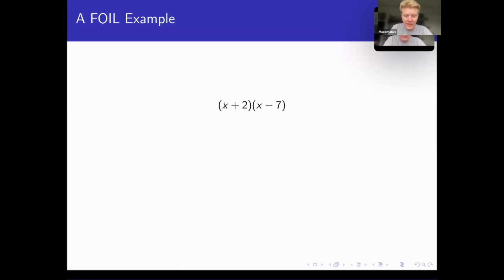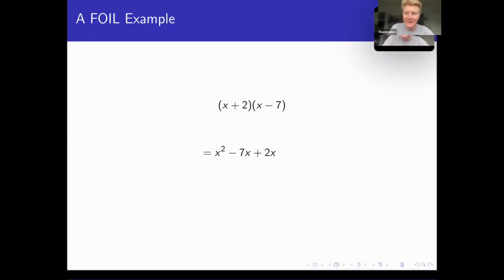So here we have x plus 2 times x minus 7, and foiling says multiply the first terms, F, x times x is x squared. Then multiply the outer terms, O, x times negative 7. Notice it's like the outer terms. Okay, x times negative 7 is just negative 7x. Then multiply the inner terms, I, 2 times x, right? They're the inner. Well, if these are the outer, then 2 and x are the inner. So multiply those together, we get 2x.